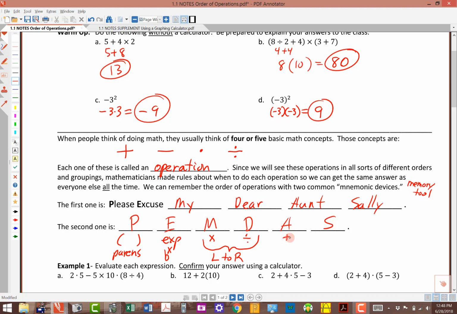And then of course we've got A for addition, S for subtraction, and then the same thing is true here. Addition is not more important than subtraction, so we're always going to do these in the order that we come to them from left to right. And if we do that, then we're always going to get the answer right.